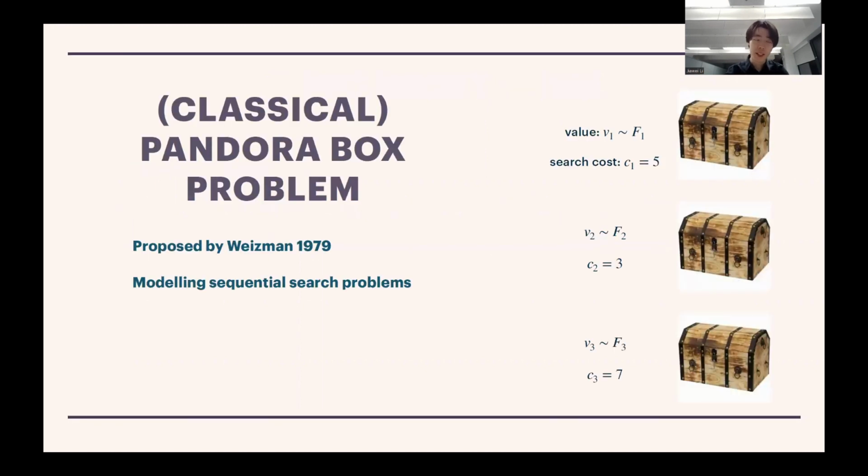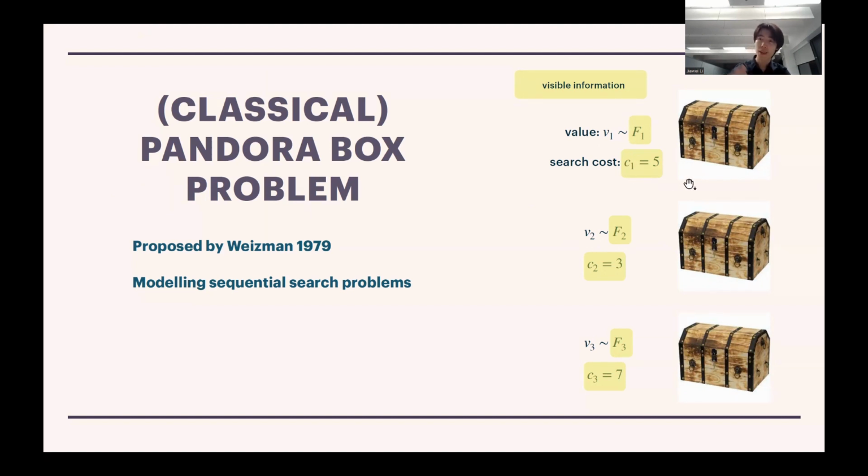So let's start with the classical Pandora's Box problem. This is a model proposed by Weitzman in 1979 and is used to model some sequential search problems. You start with some boxes, and each box has a random value. Box i has random value v_i. From the outside, the only thing you know is the distribution F of the value, and you also know the search cost.